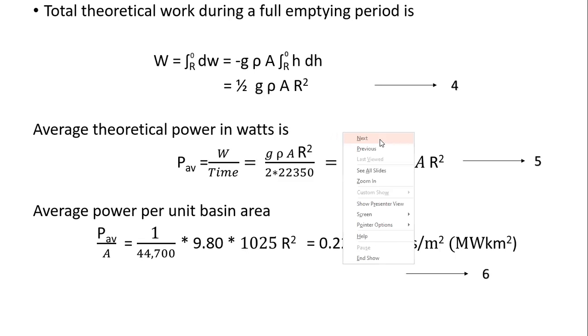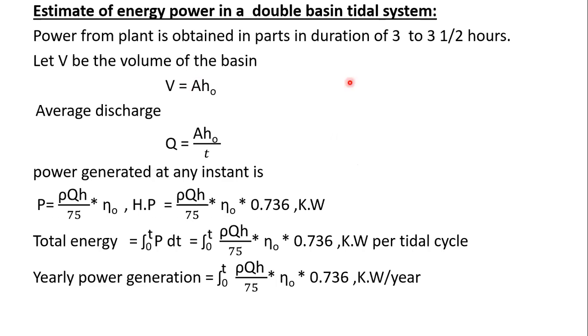Now we will go for the double basin. This is the estimation of energy in a double basin tidal system. If you consider a double cycle system, the estimation of energy and power can be made as per the usual calculations of power in a hydroelectric plant. Whatever calculations you do in a hydroelectric plant, the same calculations can be done in this double cycle system also. But we consider the average discharge and the available head at any instant.